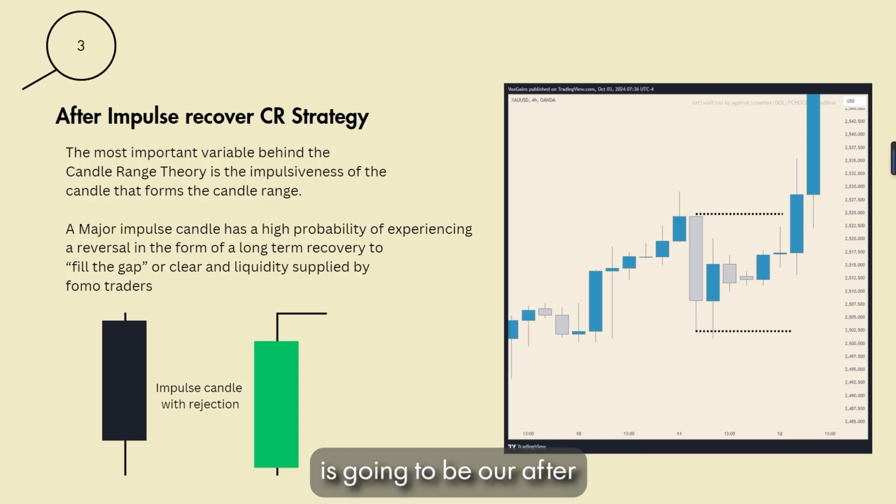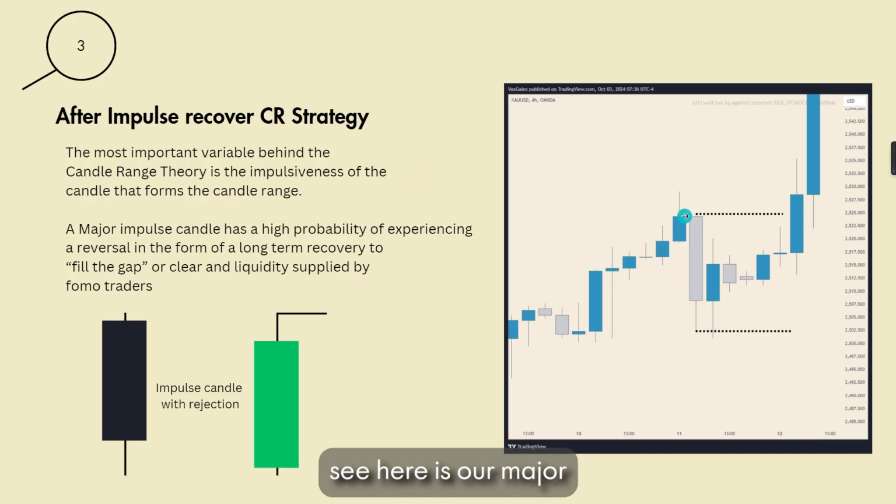Now our next strategy is going to be our after impulse recovery. Now this is based off of when you don't actually want to be part of the initial news trade, okay, instead you want to wait for later on. However, with the after impulse recovery, you do have to understand that it takes time for price to actually reverse back from a major news event, okay, or any major impulse.